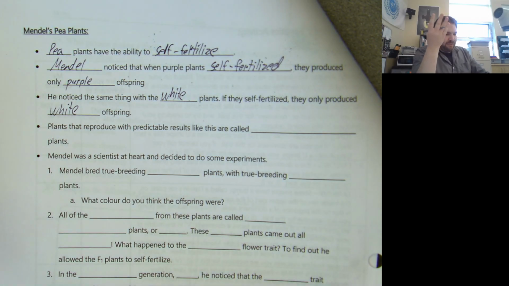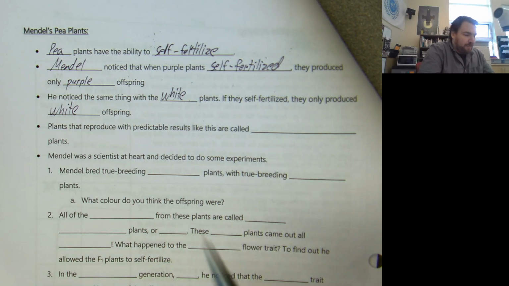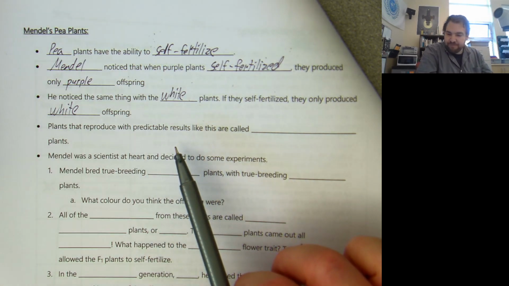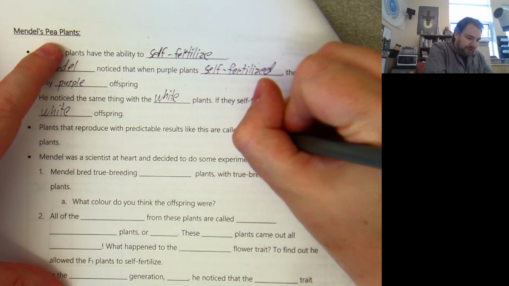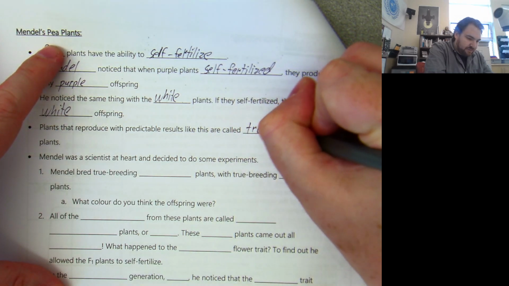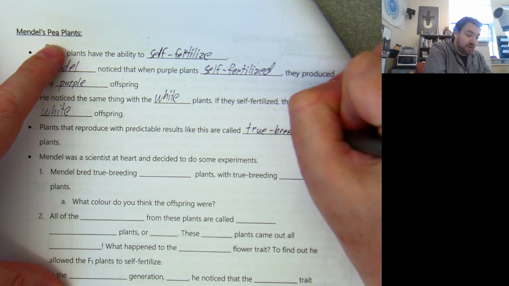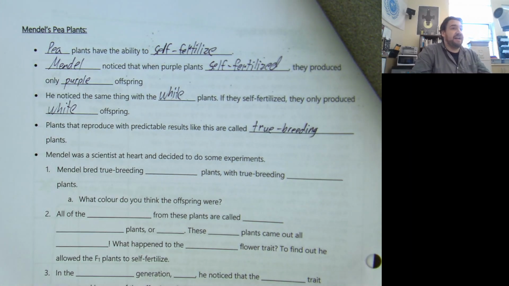So naturally, Mendel asks himself, well, what happens if I crossbreed them and then allow them to self-fertilize? What happens? So, plants that reproduce with predictable results are called true breeding plants, which makes them ideal for this kind of genetic experimentation.